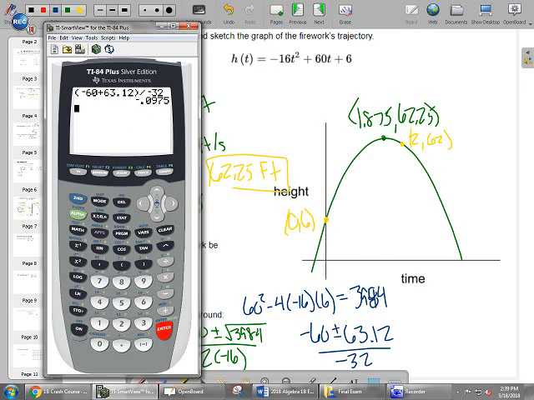Wait a minute. Oh, I get it. It's the x-intercept, but we're not talking about negative time. We don't have a DeLorean. So let's do the same thing now with the other one. That's a Back to the Future joke.